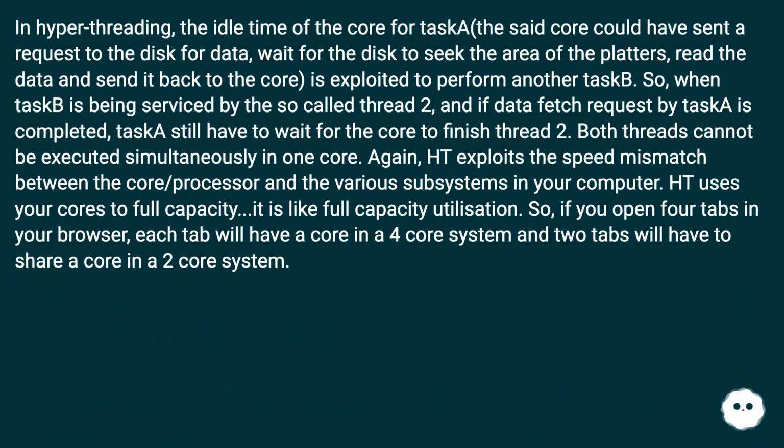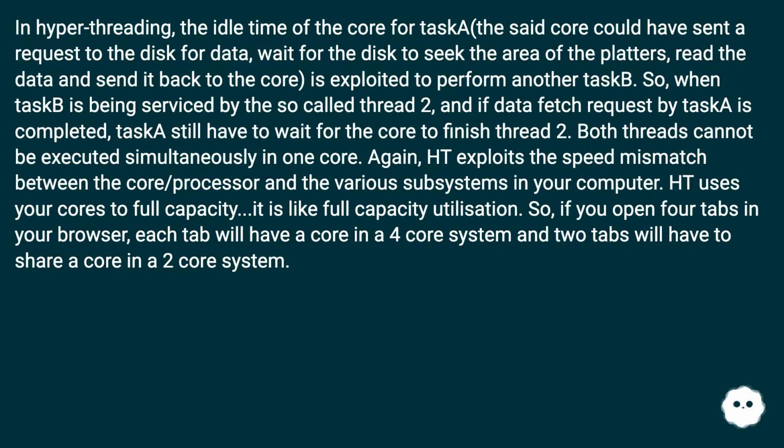In hyperthreading, the idle time of the core, for example when a task has sent a request to the disk for data, and must wait for the disk to seek the area of the platters, read the data and send it back to the core, is exploited to perform another task. So, when another task is being serviced by thread 2, and the data fetch request by the first task is completed, it still has to wait for the core to finish thread 2. Both threads cannot be executed simultaneously in one core.